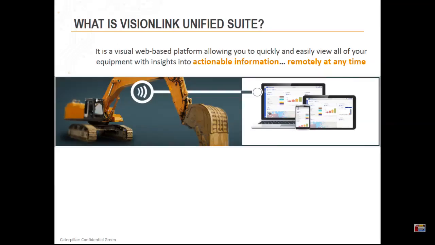VisionLink is a web-based platform that allows you to quickly and easily view all of your equipment with insights into actionable information remotely at any time. We have reached a point where nearly all CAT equipment rolling off the production line is ready to send data about its operations to VisionLink. There are Product Link devices available to connect any machine or asset, new or old, CAT or other manufacturer.